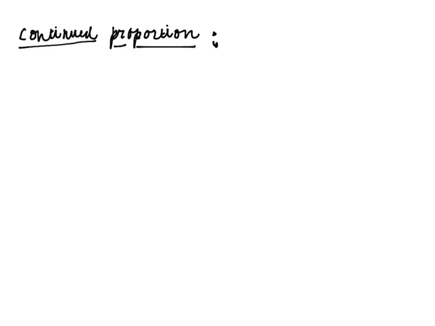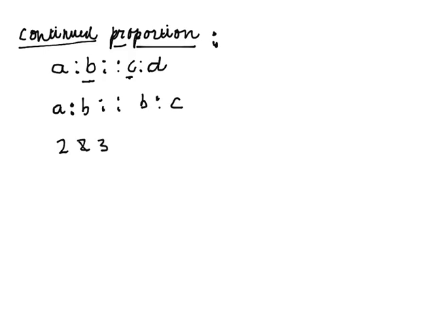In proportion, next we have continued proportion. In proportion we have 4 terms. A ratio B is in proportion with C ratio D. This is the way we denote a simple proportion. But in continued proportion, the second and third terms will be the same. So A ratio B will be in proportion to B ratio C. In this we have only 3 terms, where the second and third terms are the same.